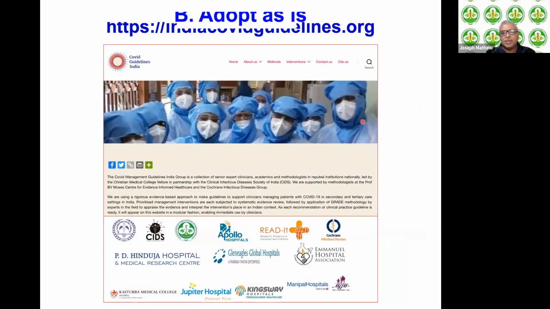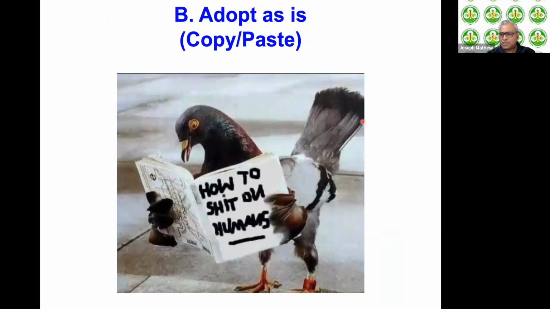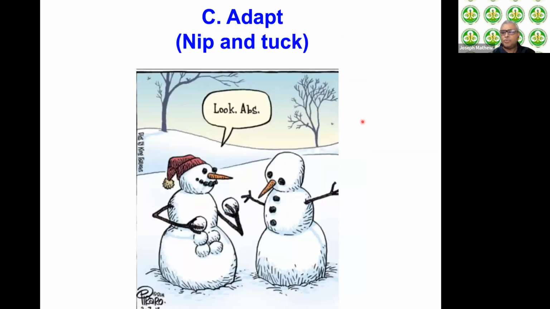but that's one approach which has been taken. The other approach is adopt as it is, which is like a copy paste. You pick up the recommendation from some other setting, you implement it in your own setting, and then hope for the best. Sometimes it works, sometimes it does not work. The third approach, of course, is the tweaking or the nip and tuck kind of thing. But there is a formal process for this as well. Very often we in the developing world do this nipping and tucking, but we don't really get the right way to do it, and then we end up with things which are flawed in some way.